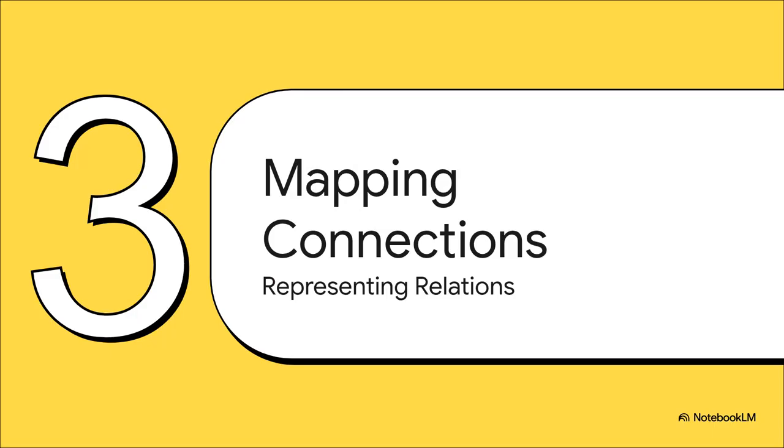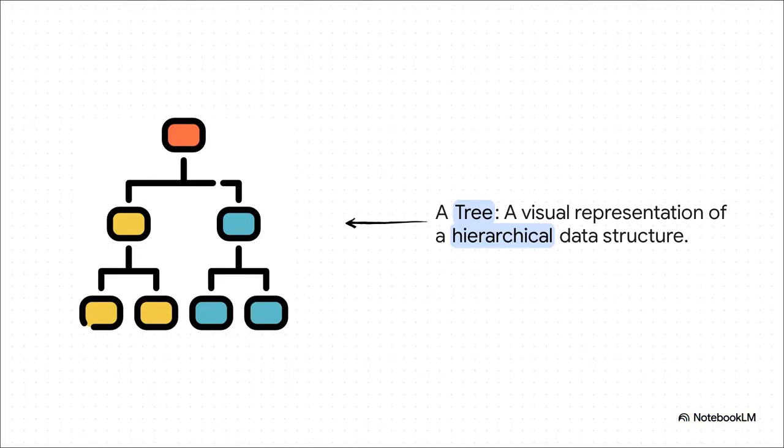But data isn't always in a nice, neat, simple line. Sometimes, the most important thing isn't the order, but the relationship between different pieces of data. And this is where our blueprints start to get way more interesting. Okay, take a look at this.